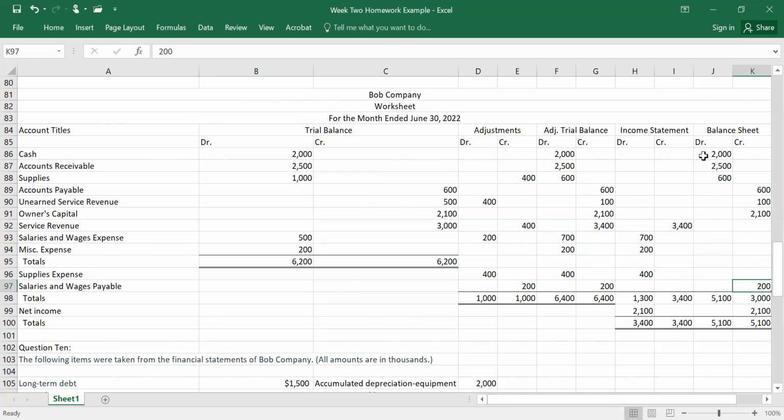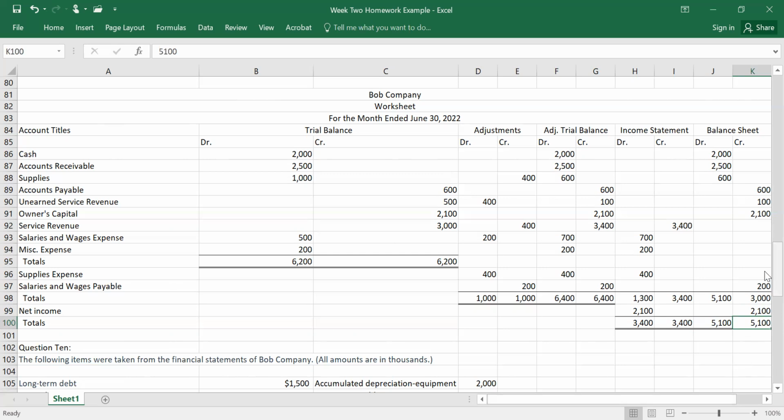So if we add this column together, it's 5,100. If we add this column together right now, it's only 3,000. What we need to do is then add the net income. And remember, we figured that out here. It's 2,100. We're adding the net income of 2,100. That gives us our ending credit balance of 5,100. So that's how you do 8.